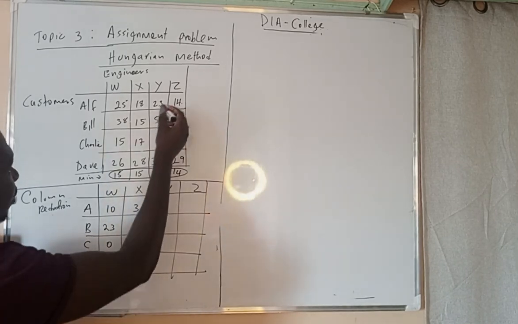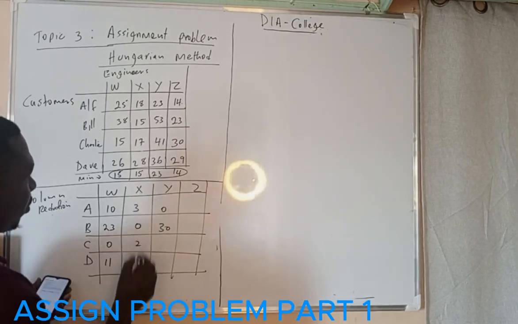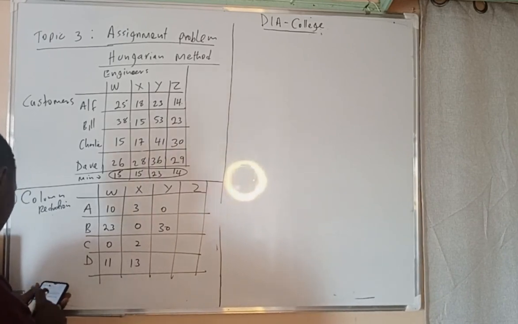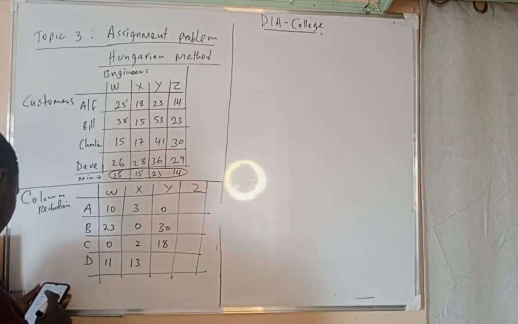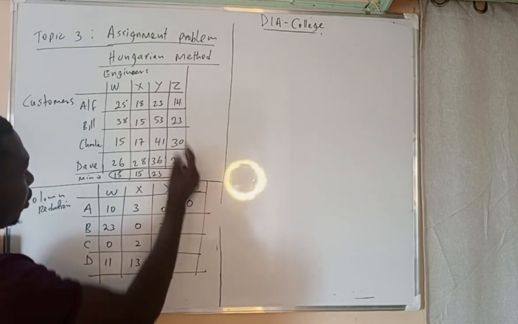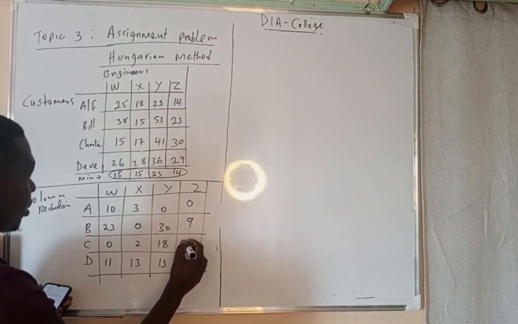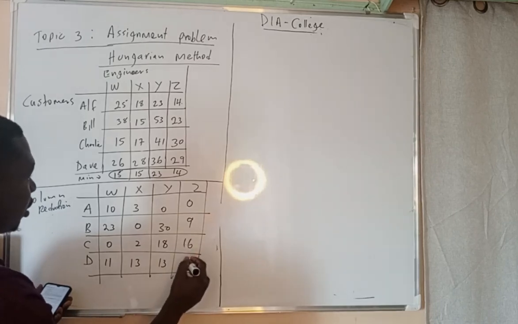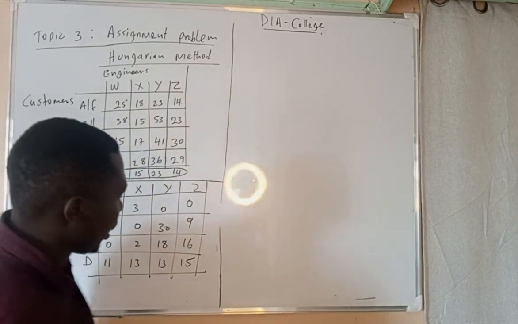Now I have the third one, 23 minus 23, I'll have 0 here. 53 minus 23, I have 30. 41 minus 23, that gives me 18. Then 36 minus 23, that gives me 13 again. Now the last column, 14 minus 14, 0, 23 minus 14, so I'll have 9. 30 minus 14, I have 16. 29 minus 14, I have 15. So I am done in doing what we call column reduction.